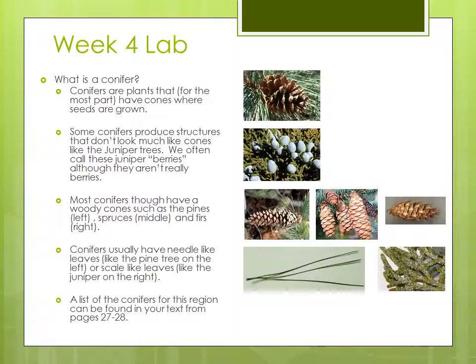Let's cover real quick what a conifer is. Conifers are plants that for the most part have cones where the seeds are grown. So if you look at the picture here on the right, this is a type of pine, ponderosa pine, and you can see the typical pine cone structure that you would typically think of with conifers. Now, some conifers don't produce the exact cone-like structures like the juniper trees. They have these things that we tend to call juniper berries, although they're not really berries. But these are also conifers.